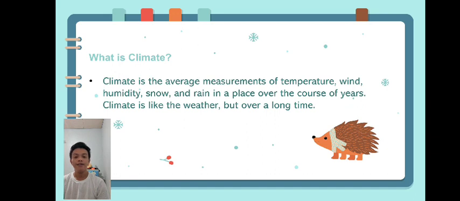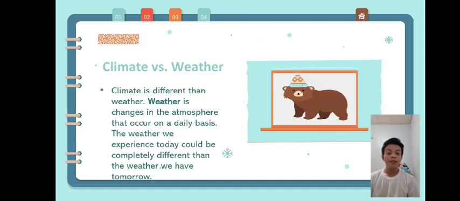Hindi na magbabago yun. So next, what is the difference between climate and weather? So when we say climate, sabi ko kanina, it occurs in a long period of time. And when we say weather, it is changes in the atmosphere that occur on a daily basis. Ibig sabihin, daily basis, araw-araw. Okay? Pwede rin, for example, dito sa Pilipinas, ang temperature or weather natin dito ay 32 degrees Celsius. Pwede rin siyang mabago mamayang hapon or mamayang gabi. Pwedeng bumaba or pwedeng mas tumaas pa.